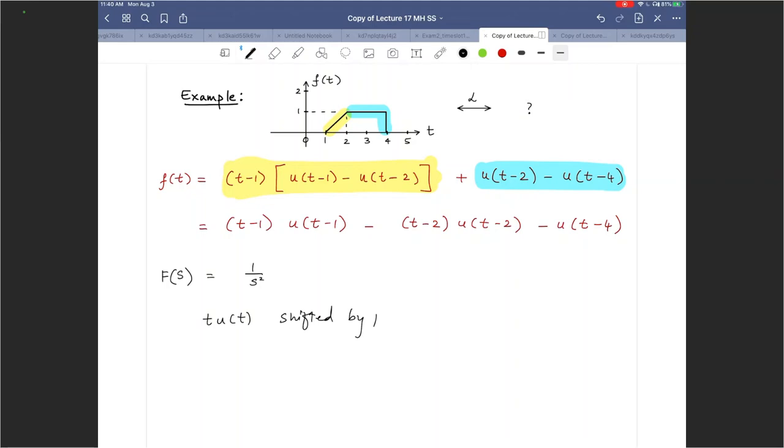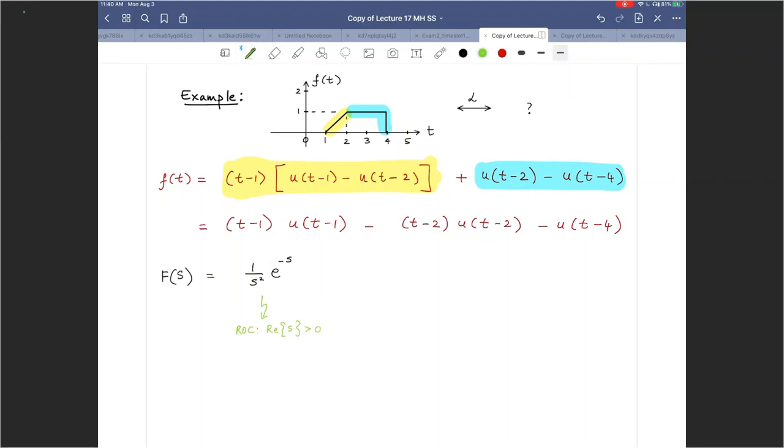Delayed by 1 is what? e to the minus 1s. What is the region of convergence? Greater than 0, right? ROC, real part of s, greater than 0.